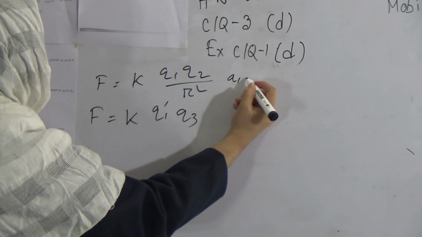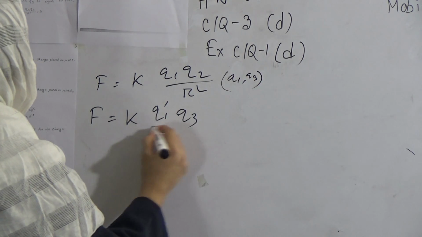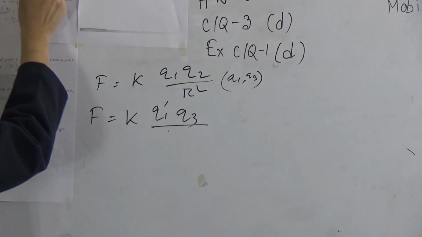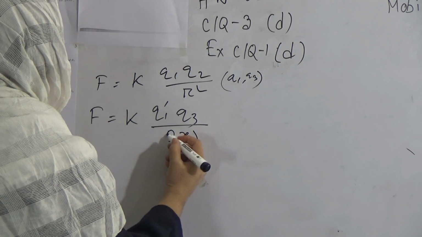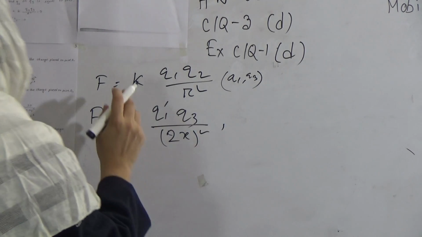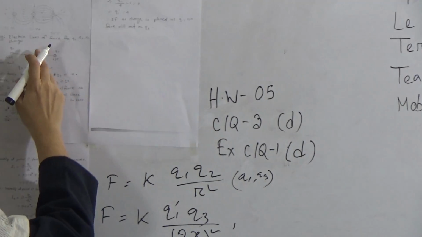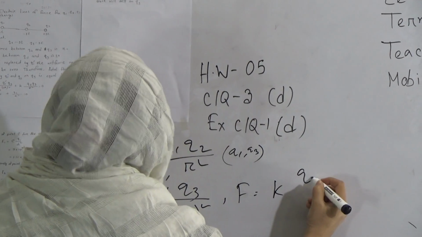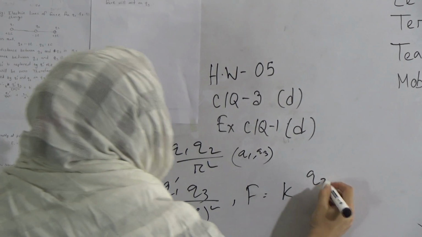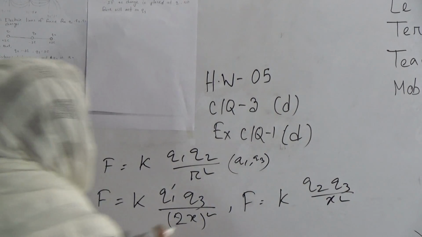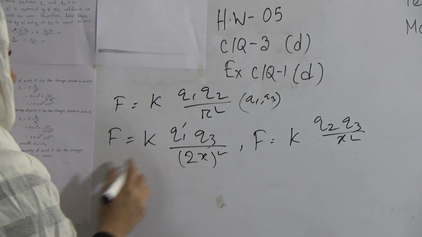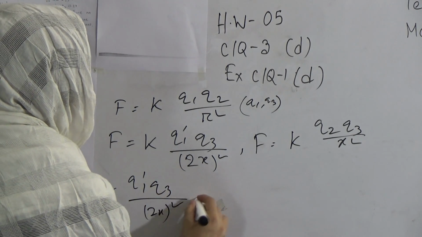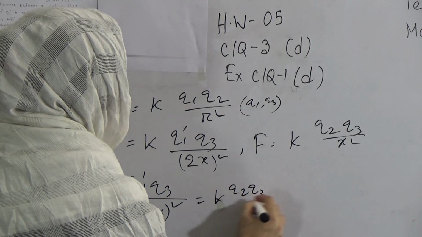Okay, for charge Q1 and Q3 we can write this Coulomb law, then R square, and we know the distance between Q1 and Q3 is 2x. Okay, so 2x whole square. And again we can write for the charge Q2 and Q3, F equals Coulomb's law, K Q2 Q3 divided by x square. Okay, we can see that here two forces are equal, so we can write K Q1 dash Q3 divided by 2x whole square equals K into Q2 Q3 divided by x square.